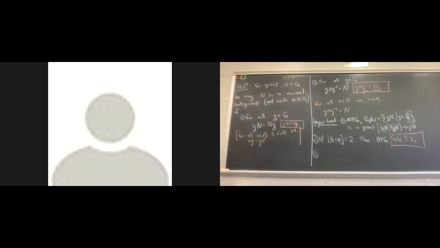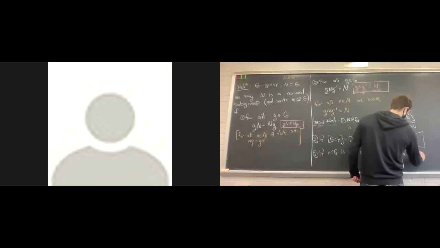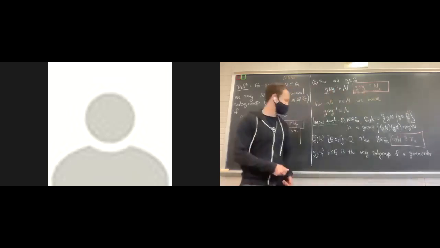Okay, then maybe one more. And this is also an important way of testing if something is a normal subgroup, but not quite as quick as this one up here. And that goes like this. If H is a subgroup of G, and I should say everything needs to be finite here, and H is the only subgroup of a given order, then H is a normal subgroup of G.